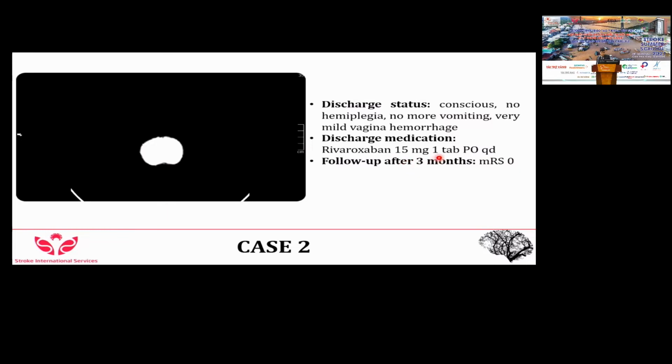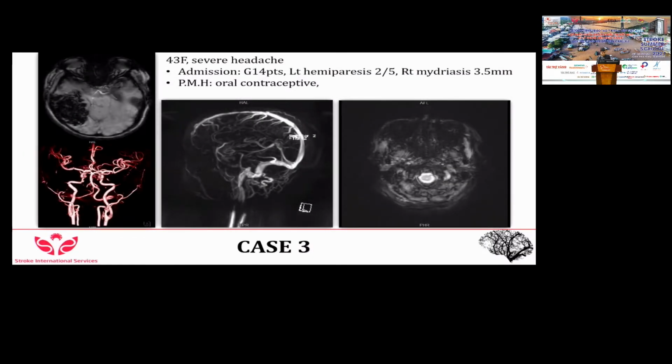The status when the patient was discharged is conscious, no hemiplegia, no more vomiting, and very mild vaginal hemorrhage. For the discharge medications, we used rivaroxaban, 1 tab PO, and follow up after 3 months. MRS is 0. So this is the example of optimal medical therapy.